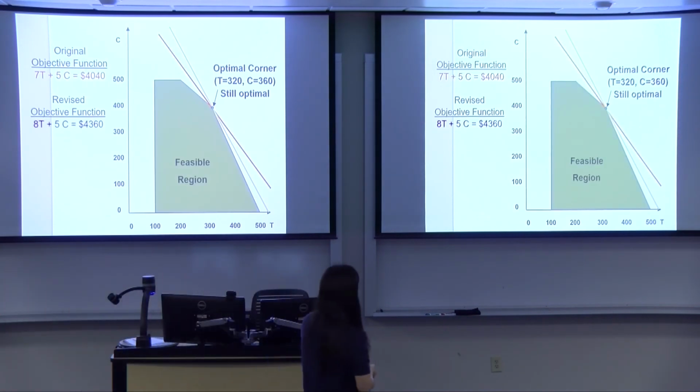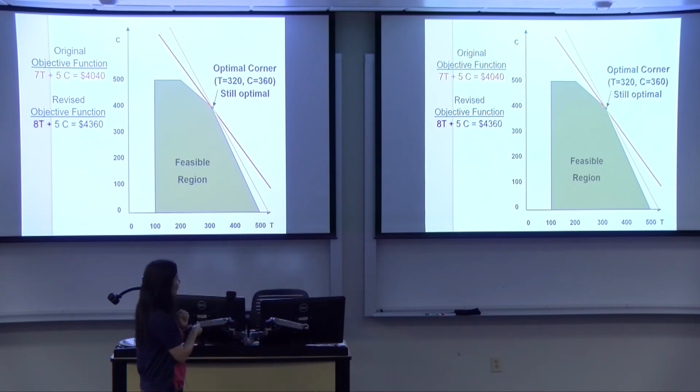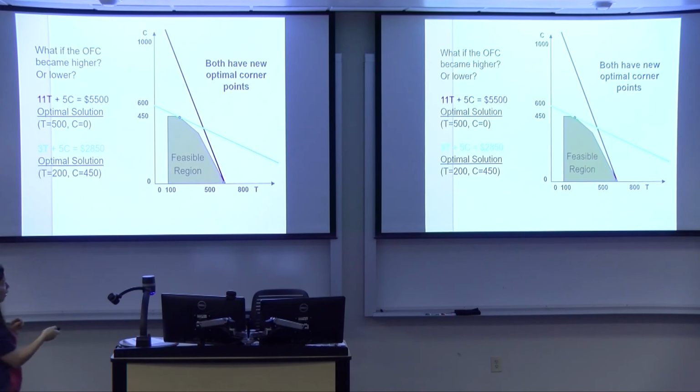So look at it here. If I change the profit margin for the table just from 7 to 8, does it change the optimal solution? No. However, look here. I changed the profit margin for the table from 7 to 11 or to 3. Then the optimal solution actually changes because the slope changes drastically, right? So the optimal solution changes, but the feasible region always stays the same. Okay?